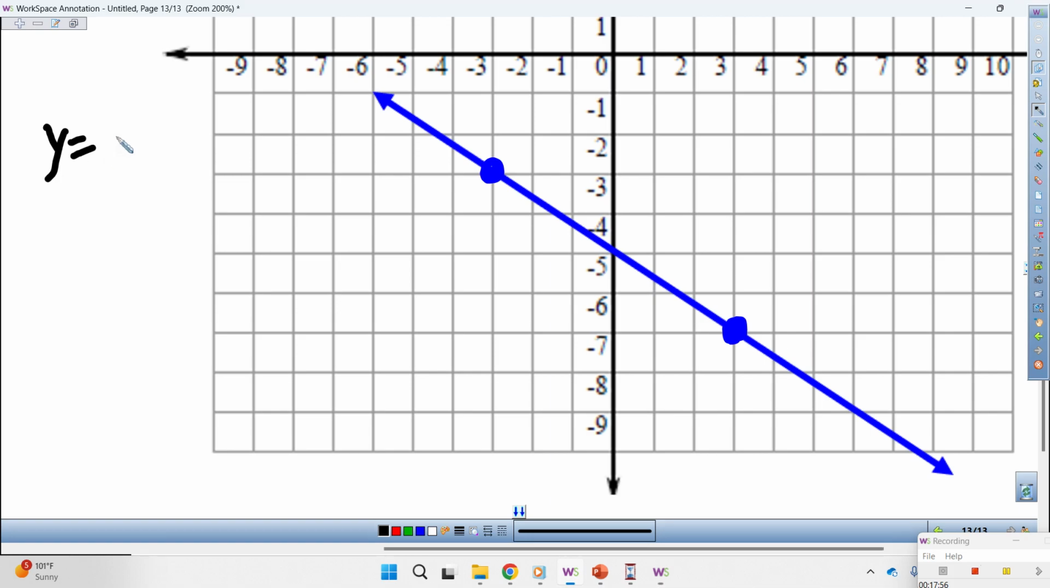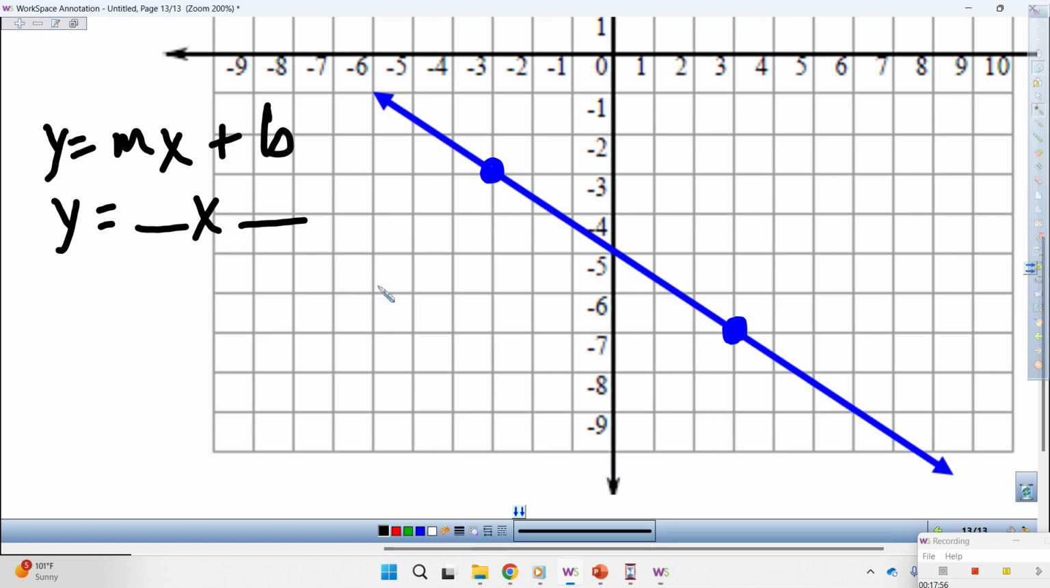All right, here we go. Y equals mx plus b. Y equals blank x blank. Help me out with this one. Natalie, what was y-intercept? -5. Let's double check. Yeah, looks about right. And what did you get for your slope? Oh, yeah. What is it?